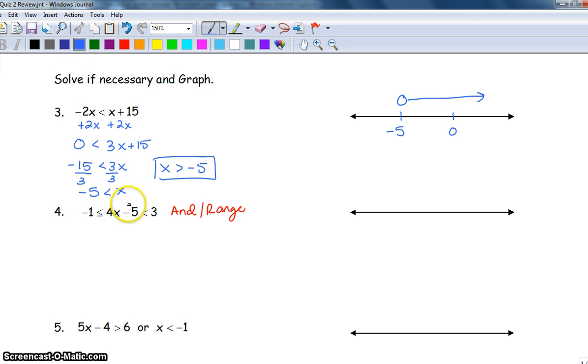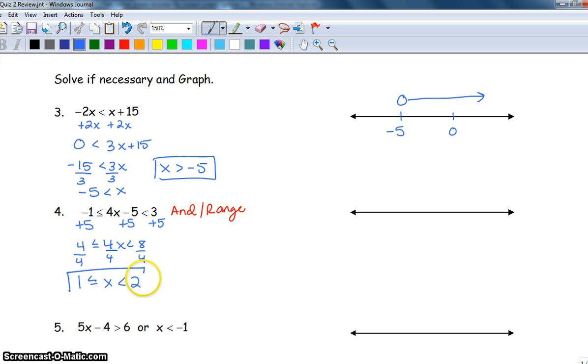Alright, so we want to get x by itself. We add 5. Now what's different about this is that we've got 3 pieces, so I've got to add 5 to the left, to the middle, and to the right. Negative 1 and 5 is 4. 4 is less than or equal to 4x, which is less than 3 plus 5 is 8. We divide by 4, which leaves us with 1 is less than or equal to x, which is less than 2.